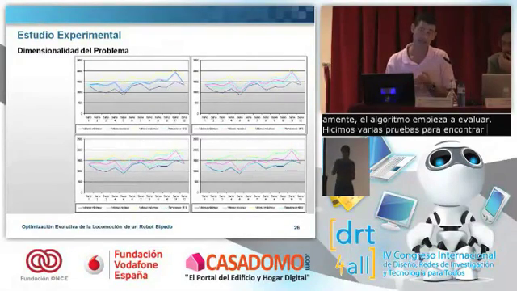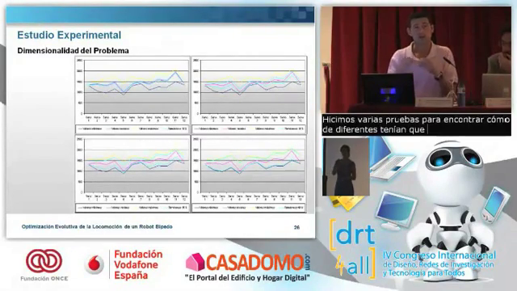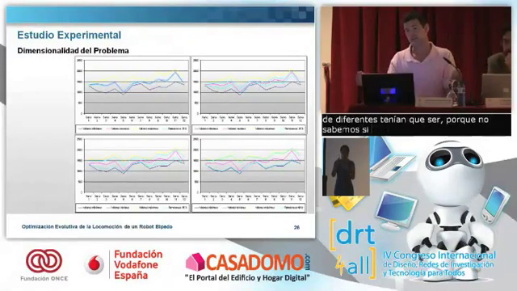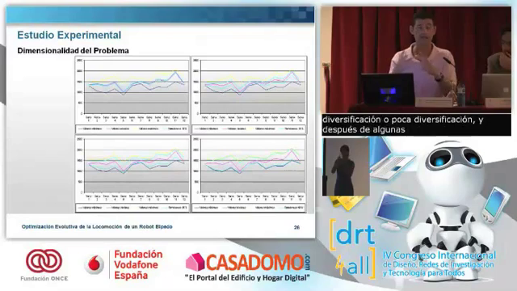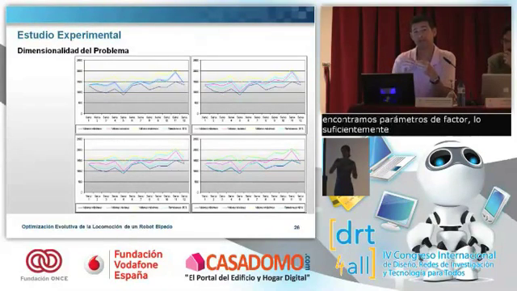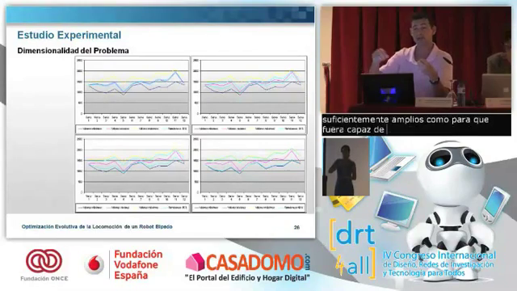We did different tests to see how different they had to be, because we didn't know if there had to be a lot of diversification or not, and we found certain parameters that were large enough to be able to use the step.